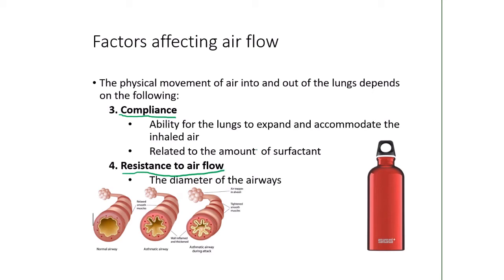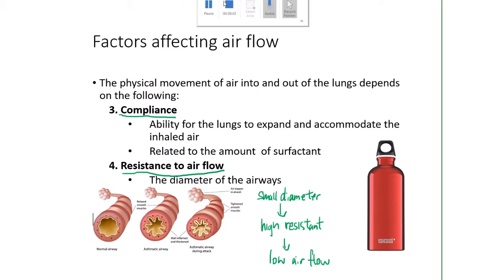So that has to do with the diameter of the airway. The more unobstructed it is, the easier it is for the air to flow through. Okay, so if you have a small diameter, that would mean a high resistance. And that would mean it would be a low airflow. Okay, so if you have a stuffy nose, for example, or if you have an asthma attack, then the smaller diameter will make it difficult for air to flow in and out of your system.